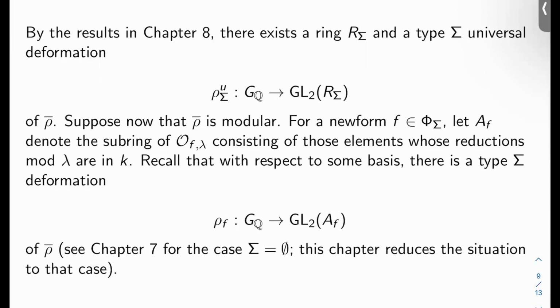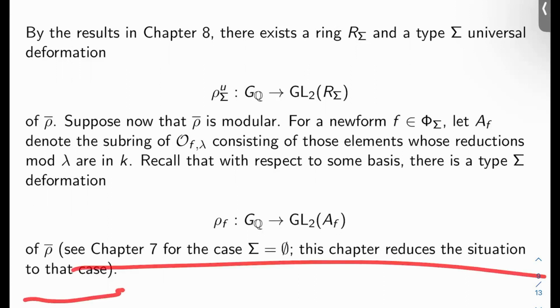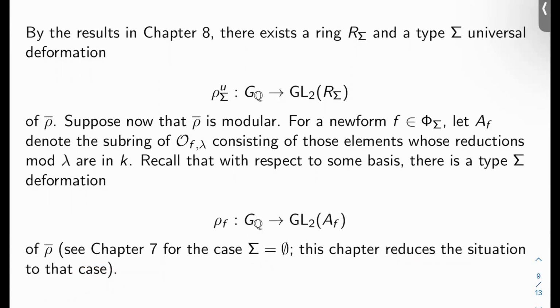But again, it's chapter 7 for the case sigma equals the empty set. And if you go back to my last video, you might recall that this chapter is trying to reduce R equals T to the empty set case anyway, which we'll prove later. And so this is enough. So we have a modular deformation of rho bar.